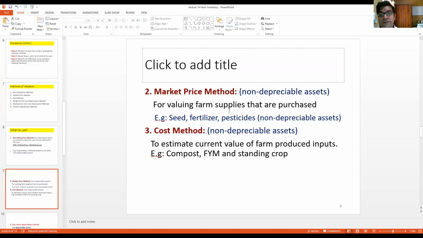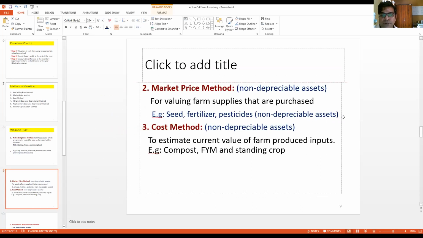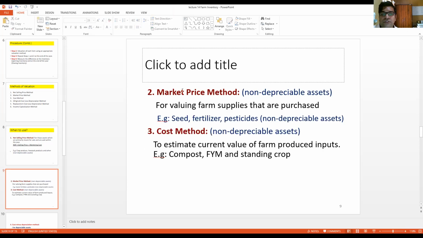Then the market price method. For example, the farmer is purchasing seeds, fertilizer, pesticides from outside his farm. They are non-depreciable, but the farmer is purchasing them from outside, right? So this is called the market price method, which is used to determine the value of non-depreciable assets or input supplies which the farmer has purchased from outside.